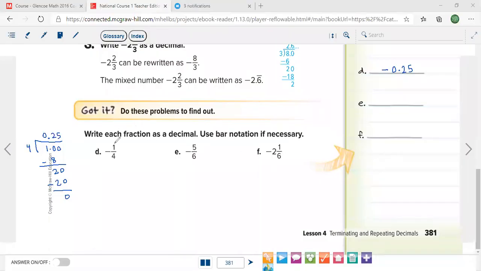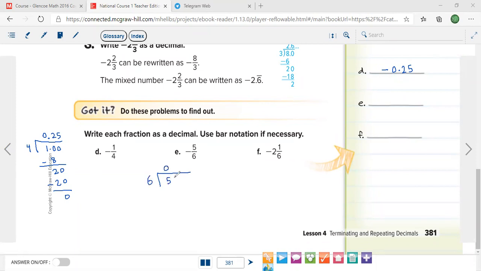So again, if the number has a negative, we ignore the negative while solving. And after we solve, we put the negative back. Like this problem, for example. I need to know what is negative 5 over 6. So ignore the negative. Take normally 5 divided by 6.